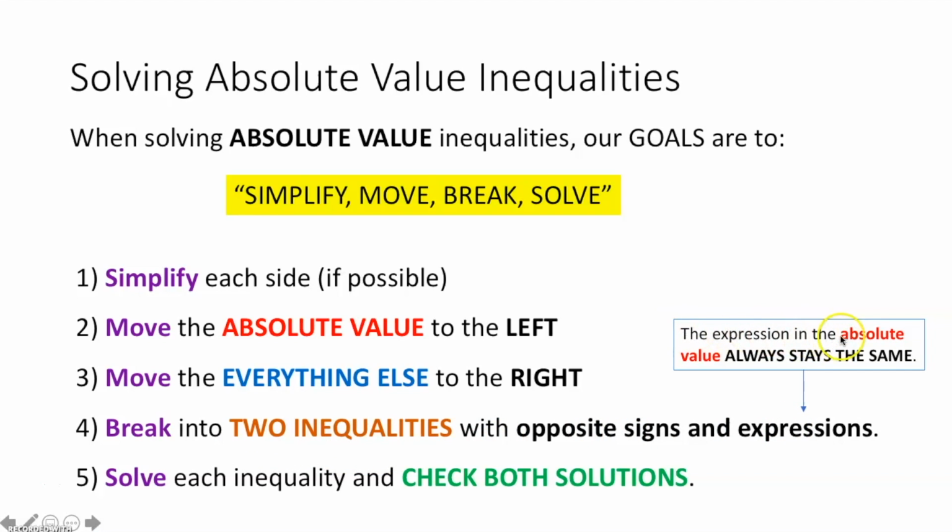And remember, the expression in the absolute value is always going to stay the same. You're only going to change what's on the other side of the inequality sign. Lastly, you're going to solve each inequality and check both solutions. You may get false solutions. You have to check to make sure they check out.